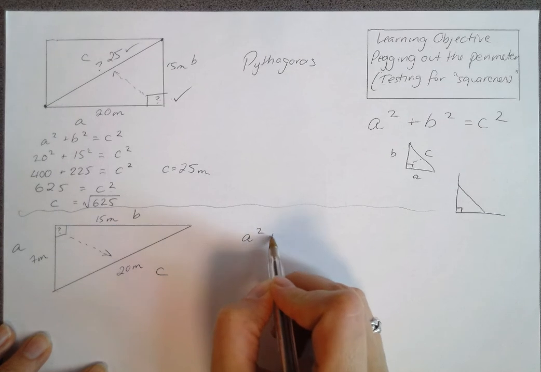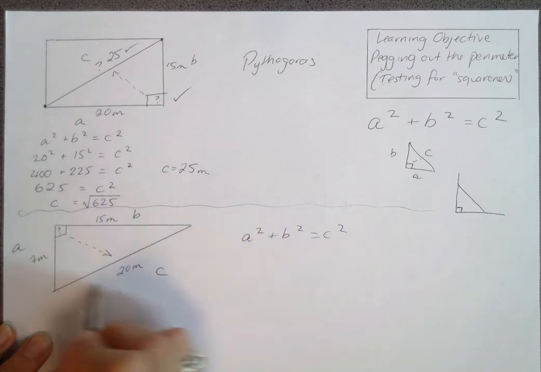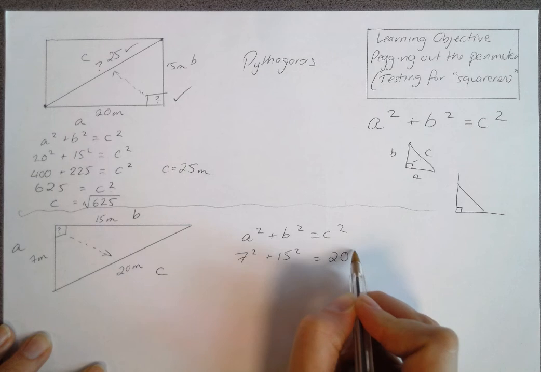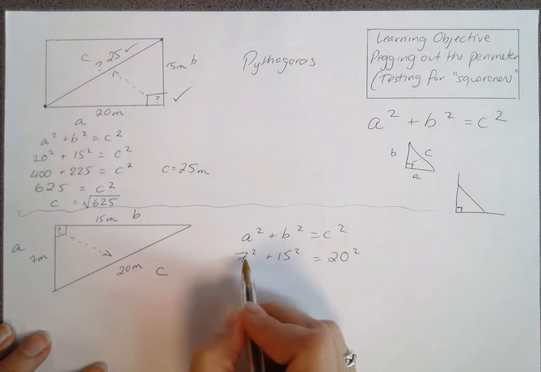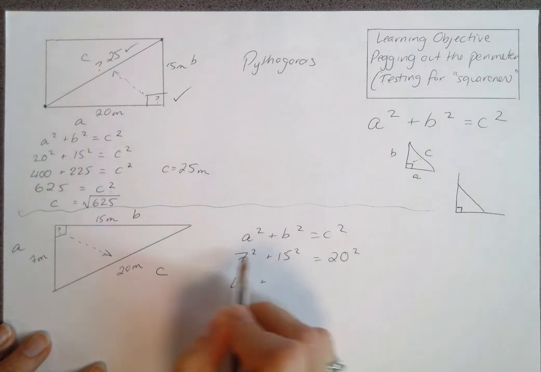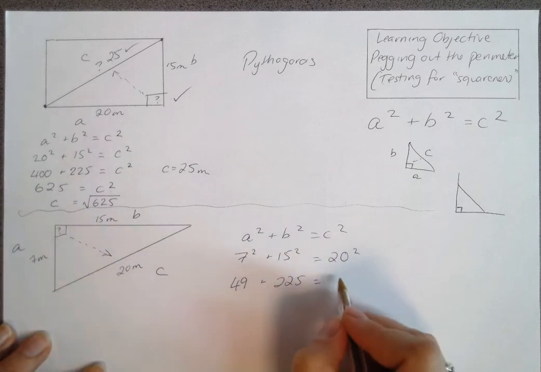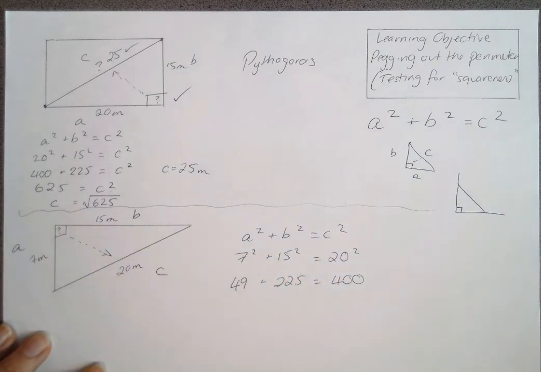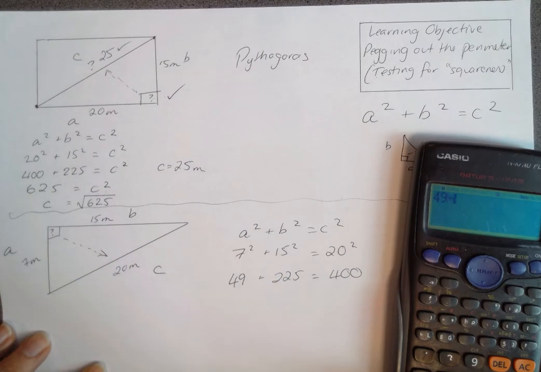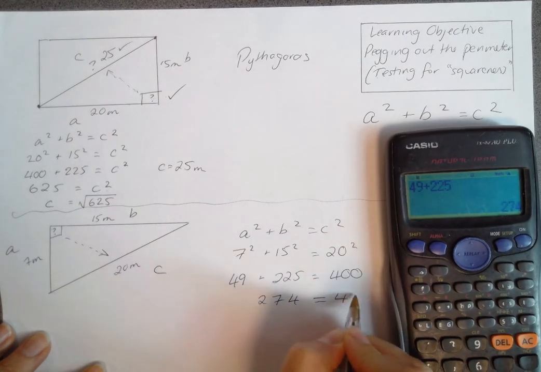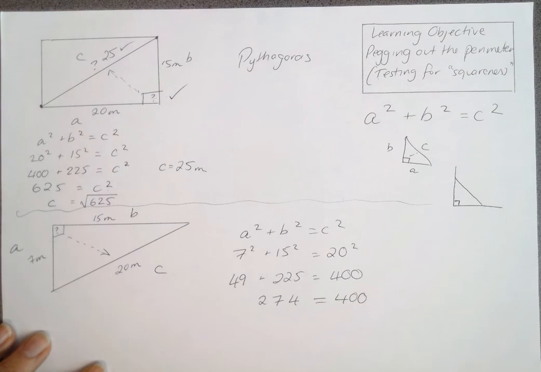So a squared plus b squared equals c squared. Our a is 7, so 7 squared plus 15 squared should equal 20 squared. Let's do a check. 7 squared is 49. We know that 15 squared was 225. We know that 20 squared up here was 400. So let's add our 49 plus 225, and that gives us 274. Now 274 doesn't actually equal 400, so we need to use the does not equal sign.